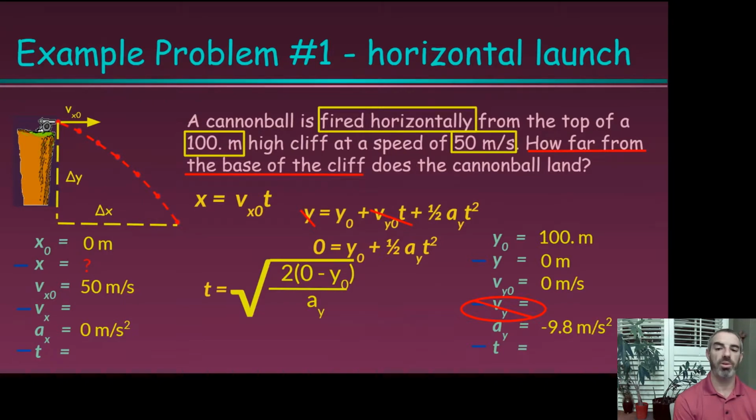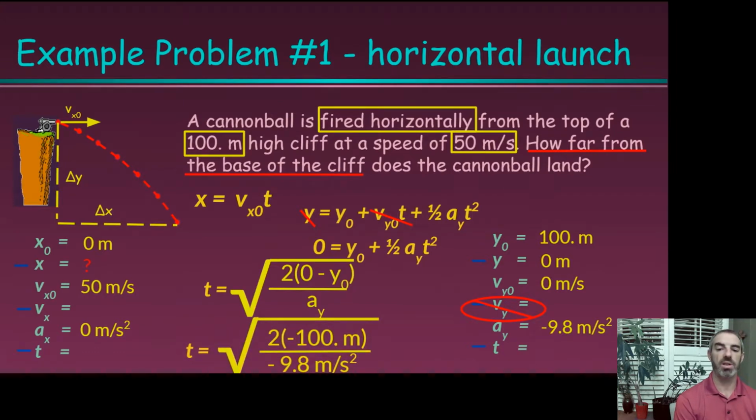Then we can plug our numbers in. 0 minus 100 would give us negative 100, and then we can solve for time. So we can see the units cancel out, meters, leaving us with 1 over inverse second squared. Square root of that gives us seconds, and the value is 4.52 seconds. We can see that 4.52 seconds is not just a flight time in the vertical, but also the horizontal.